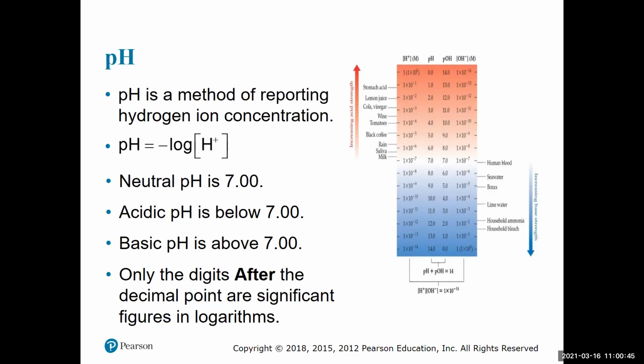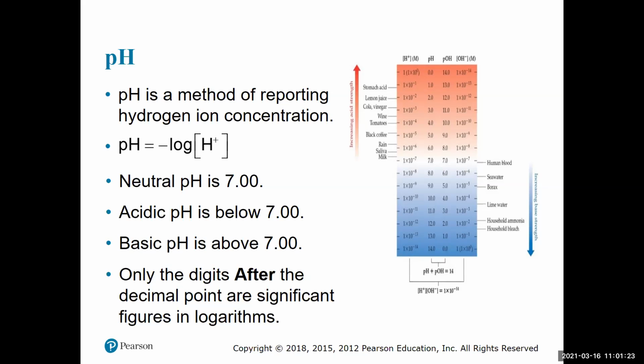So pH is just a way to report the hydrogen ion concentration. pH is equal to minus the log of the hydrogen ion concentration. Hydrogen ion concentration, hydronium ion concentration, same thing. So rather than use some number times 10 to the whatever, we often say what the pH is. If the pH is 7, that's considered neutral. With a pH of 7, you have the same concentration of hydrogen ions and hydroxide ions.